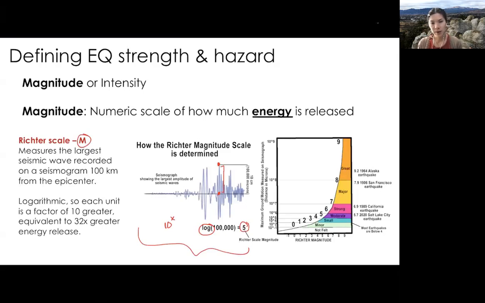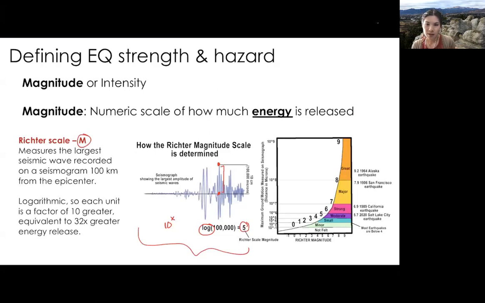Okay, so that was how we got the Richter scale. It's important to note that it's logarithmic. So an increase from a Richter scale magnitude of 5 to 6 is a difference in measurement of 100,000 microns and 1 million microns. In terms of energy, that's equivalent to 32 times greater energy release. The Richter scale will go up to 10. It can't go any higher than that.